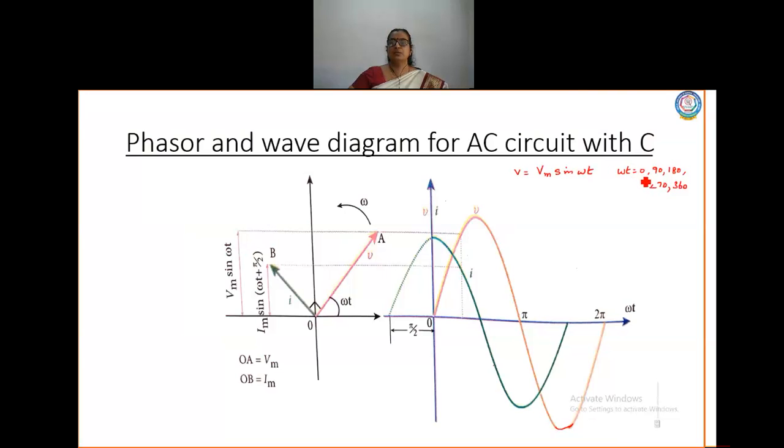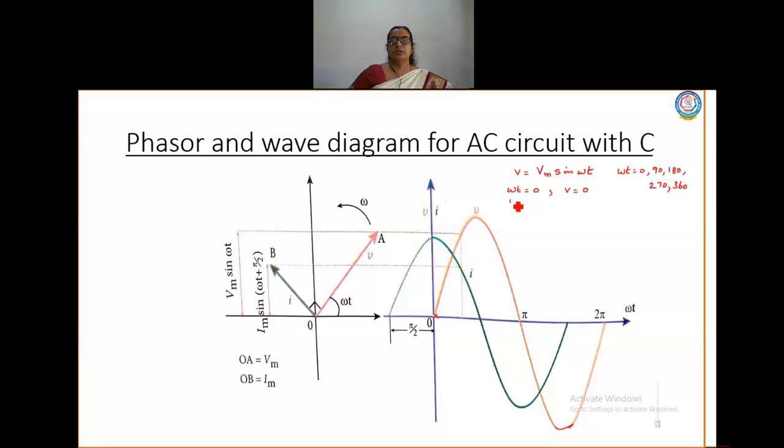Let us start with ωt = 0. Substituting, sin 0 is 0, and 0 into Vm is 0, so V is equal to 0. So when ωt is equal to 0, V also is equal to 0. That is the first point marked here. For the first part, we take ωt along the x-axis and voltage along the y-axis. So V becomes 0, and this is the first point we have marked.